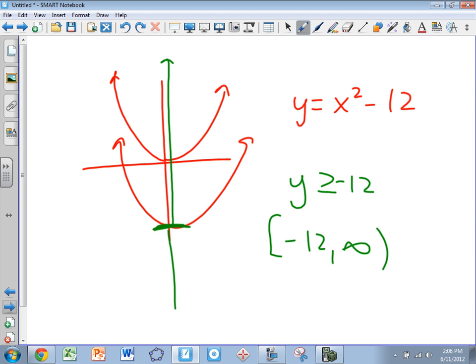How could you find out what this looks like if you didn't know what it looked like? Yeah, just type it in your calculator. X squared minus 12. Type it in the calculator, you're going to get this. And then if you want to find the range of something like this, you just say, well, it starts at negative 12, and it goes up to positive infinity. Either this choice or this choice.